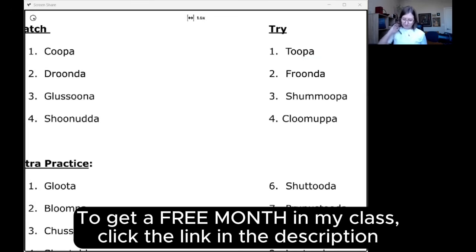Let's try number 3 together. So this U is going to say its short sound because there are 2 consonants after it. This double O will make the long U sound most of the time, and an A at the end says the schwa. So our sounds are hard G, L, U, S, U, N, A. Glasuna, glasuna. Now, what would that word say if it had only one S?